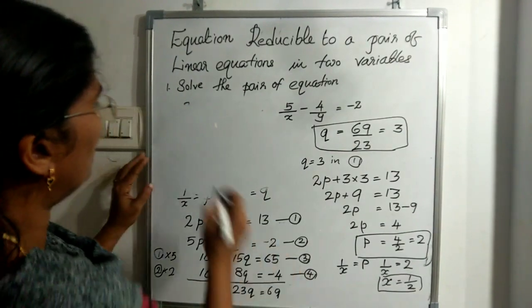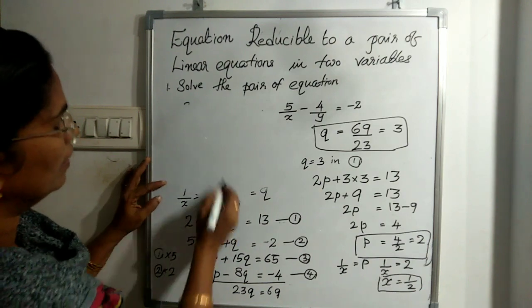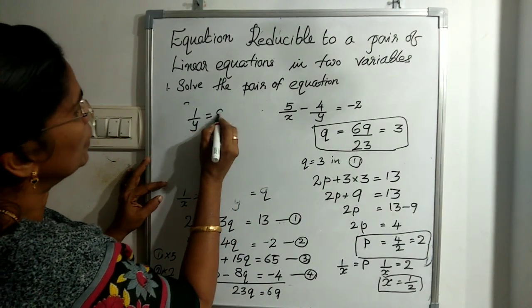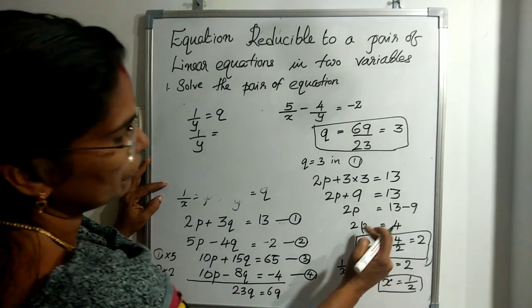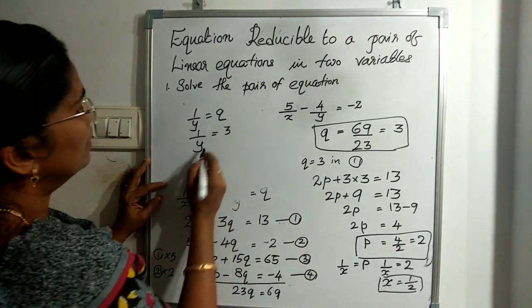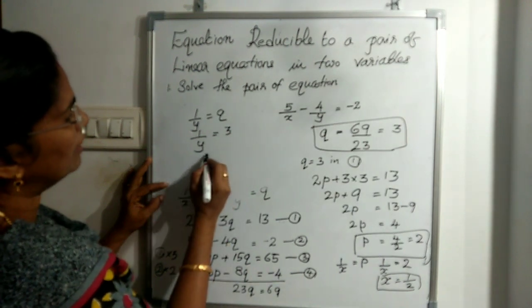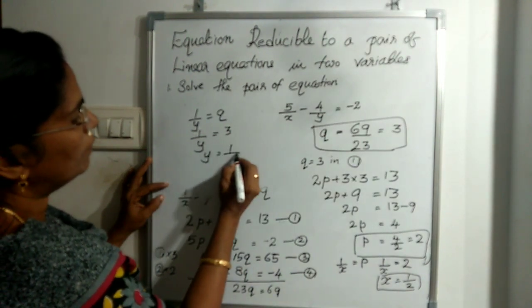We have to find the value of y. So 1 by y is equal to q. What is the value of q? q is equal to 3. Here also we are cross multiplying. We will get y is equal to 1 by 3.